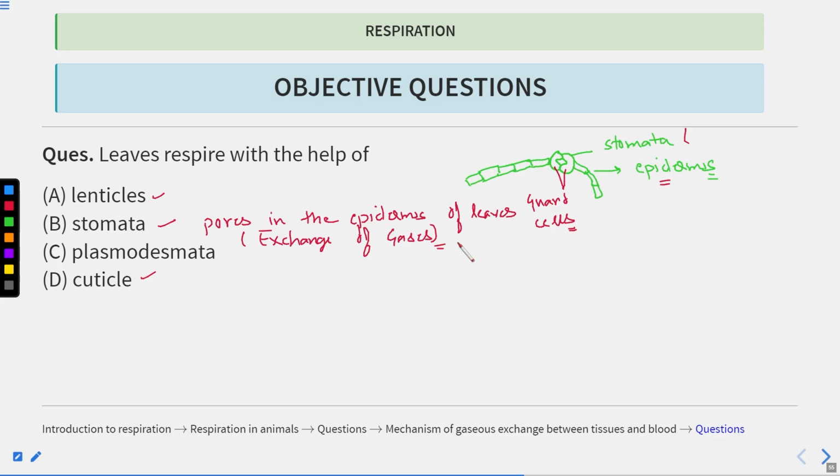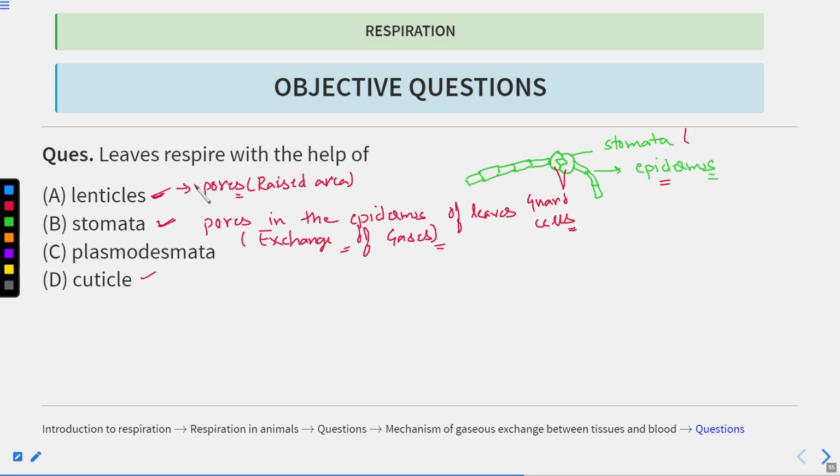Now what are lenticels? Lenticels are again pores present in the woody stem, or you can say raised areas, through which the exchange of gases takes place. Stomata are also involved in the exchange of gases as well as water. Through stomata, water is also lost in the form of water vapor, which is known as transpiration.